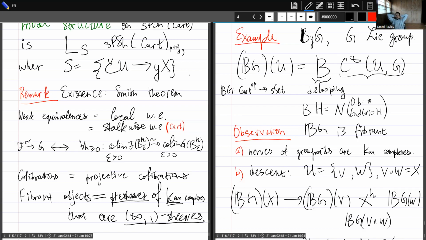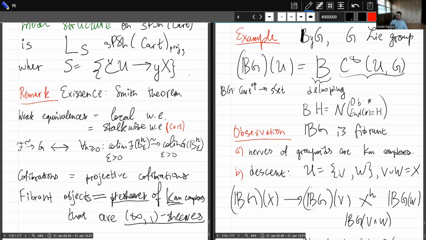Okay, so here are some observations about this resulting simplicial presheaf BG. It will be a fibrant simplicial presheaf, meaning it is a presheaf of Kan complexes because nerves of groupoids, such as this groupoid here, are automatically Kan complexes. In fact, there's a characterization of groupoids among all categories. So the nerve of a category is a Kan complex if and only if the category is a groupoid. And secondly, this presheaf BG satisfies descent, which is a non-trivial fact.